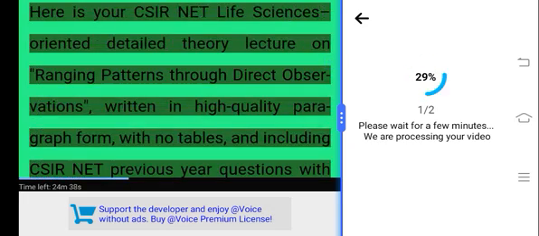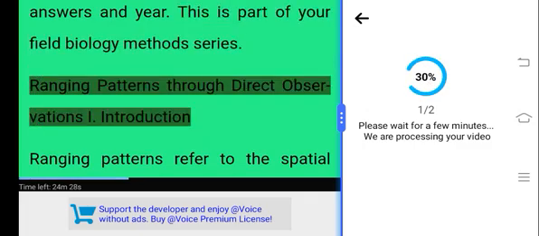Here is your CSIR NET Life Sciences oriented detailed theory lecture on ranging patterns through direct observations, written in high quality paragraph form with no tables and including CSIR NET previous year questions with answers in here. This is part of your field biology method series. Ranging patterns through direct observations.